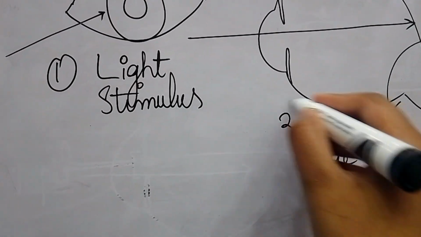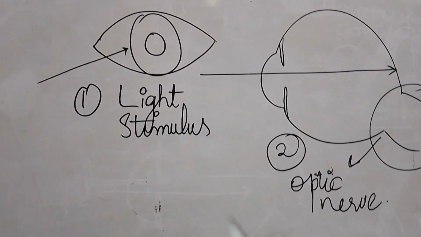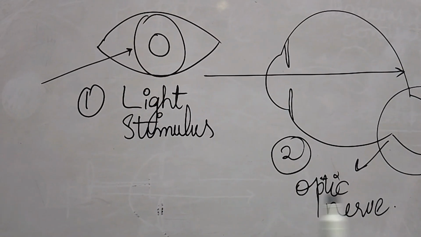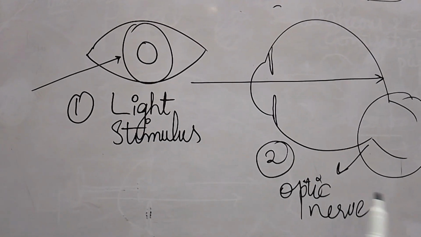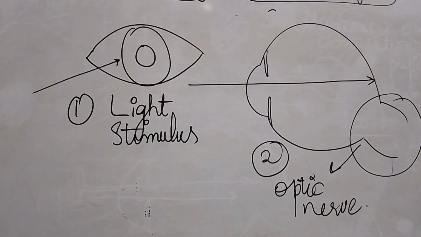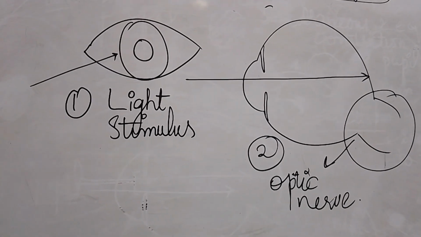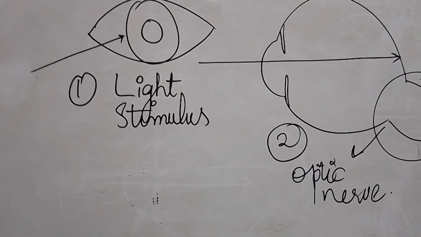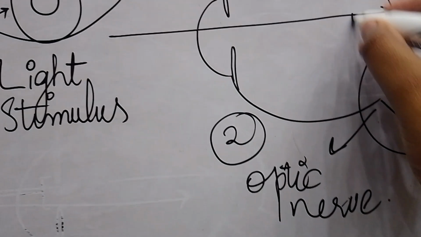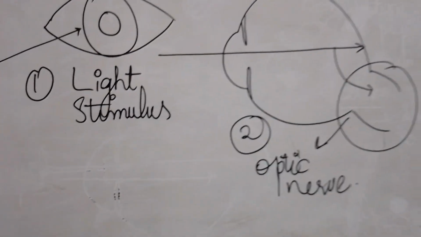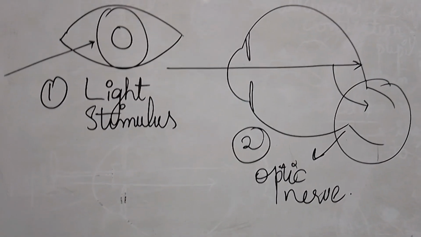So the second structure is the optic nerve. You got a light stimulus. As the light stimulus enters the eye, the optic nerve gets innervated that there is a light stimulus, right? So the optic nerve carries the information about this light. The optic nerve is carrying the light information.